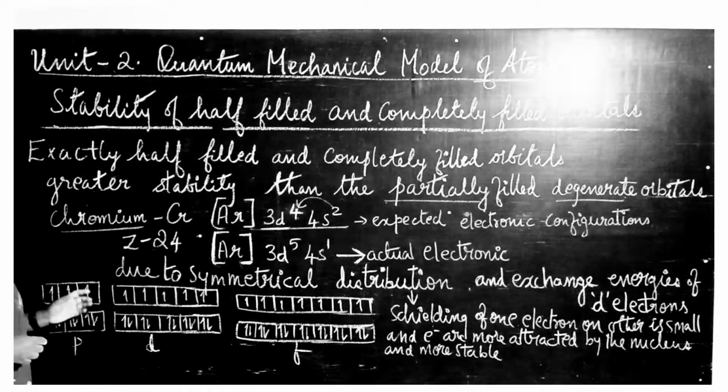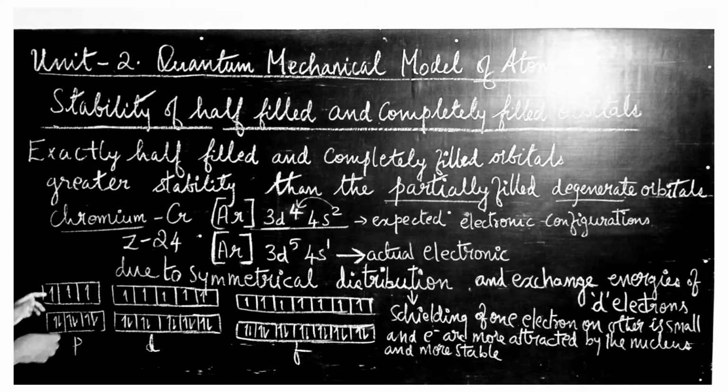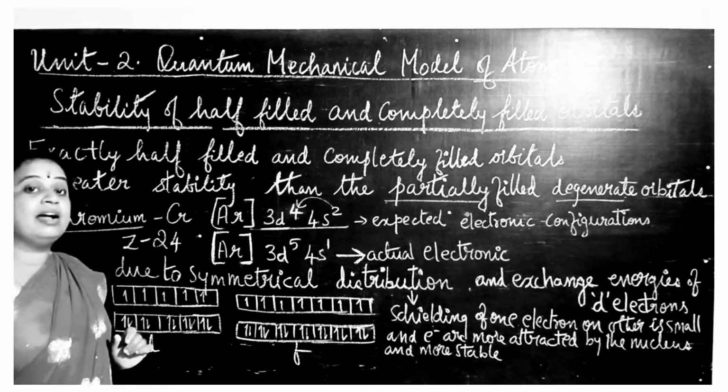Now we can see two block diagrams given here. P orbitals can accommodate 6 electrons. In the first block diagram, you can see a single electron in each type of p orbital, px, py, pz. So this is half-filled orbital. Whereas orbitals filled with 2 electrons are completely filled orbitals. Both half-filled and completely filled orbitals are stable, whereas partially filled orbitals are unstable.